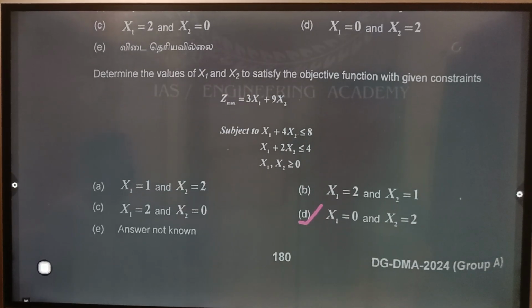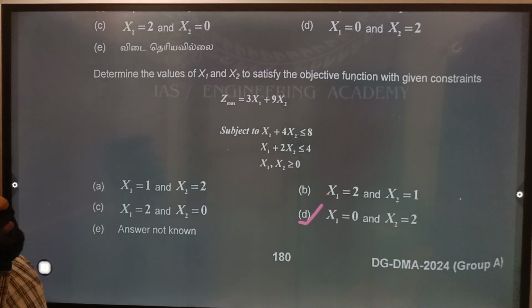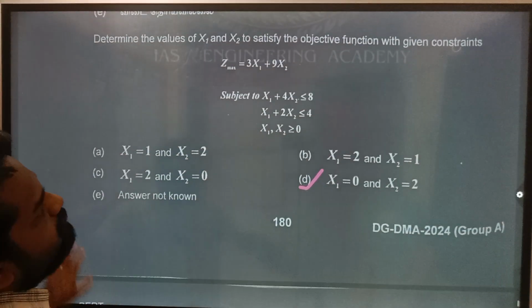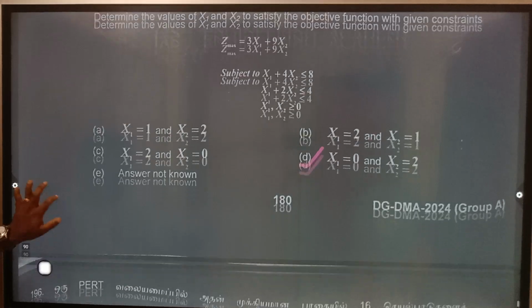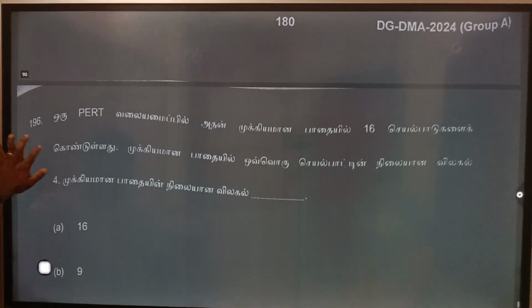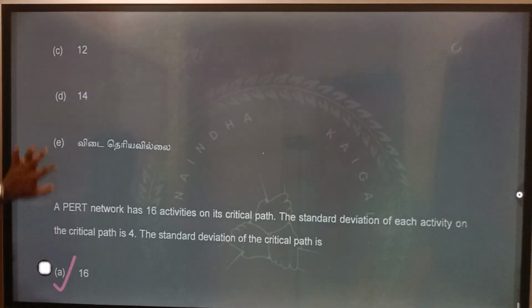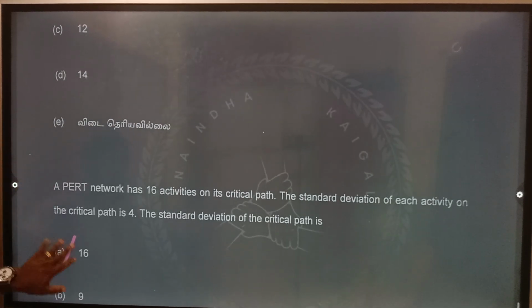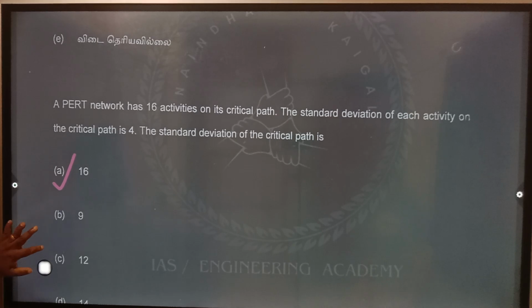195. Determine the values of x1 and x2 to satisfy this objective function. x1 equal to 0, x2 equal to 2. Then PERT. PERT network has 16 activities. The standard deviation of the critical path is 16. A is the answer.